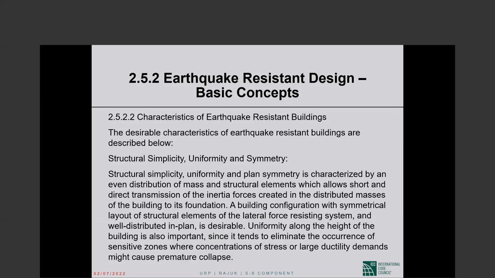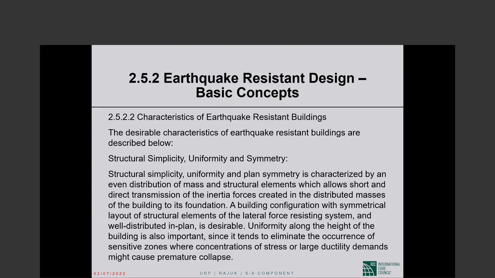Structural simplicity, uniformity, and symmetry. All three are important. Simplicity, uniformity, symmetry. Structural simplicity, uniformity, and plan symmetry is characterized by an even distribution of mass and structural elements, which allows short and direct transmission of the inertia forces created in the distributed masses of the building to its foundation. Okay? You keep building simple, uniform, and symmetrical in order to have short and direct load paths.